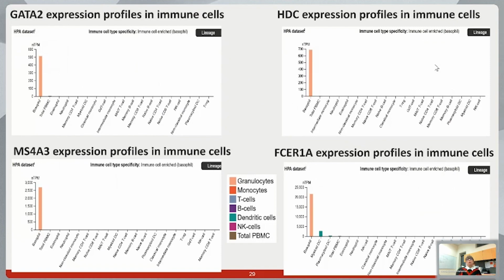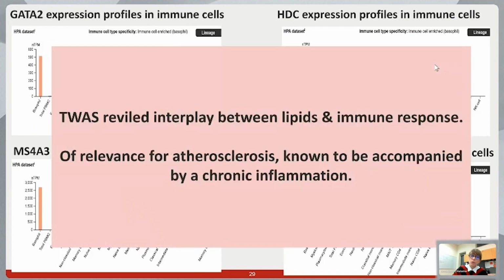So given the nature of our study, where we were doing transcriptomics from the blood, of course, we asked ourselves from where those gene expressions might be coming, and we looked at different compositions of the blood, and we found that basophils are in fact expressing all of those 4 molecules. So we came to the conclusion that the TWAS revealed the interplay between lipids and immune responses, which is of relevance, especially for chronic inflammation and atherosclerosis.